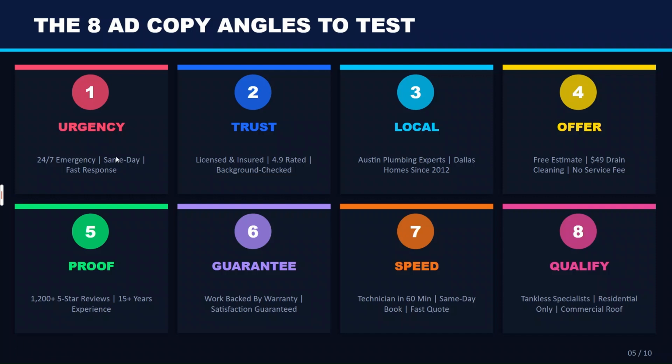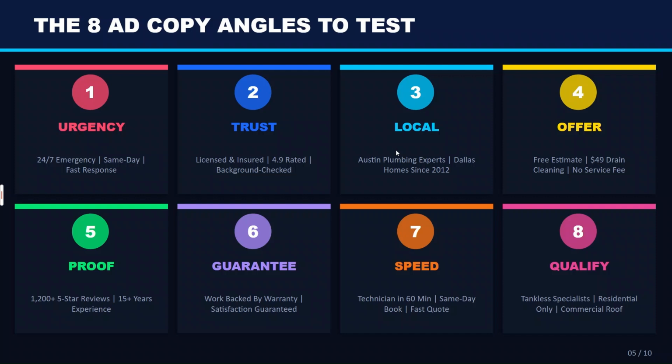First one, angle one is urgency. Things like 24/7 emergency plumber or same day service. This works great for plumbing, roof repair, water damage, tree removal. So anything where people need help fast. Angle two is trust. Licensed and insured, 5-star rated, 2,000 people served, background-checked technicians, professionals. People who invite strangers into their home want to feel safe. So use this angle for high ticket services.